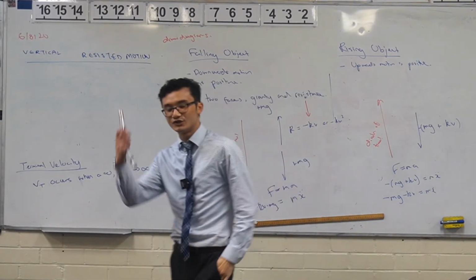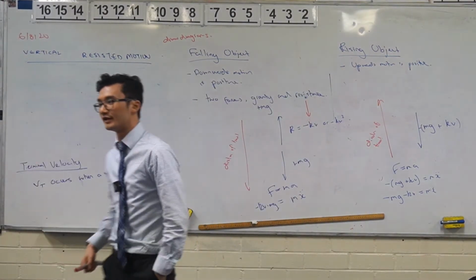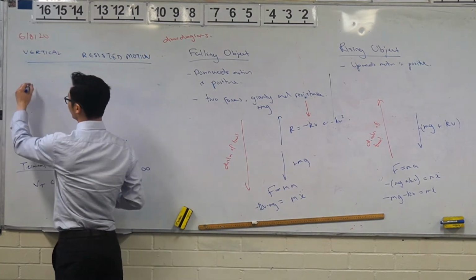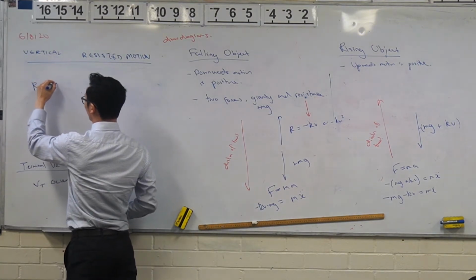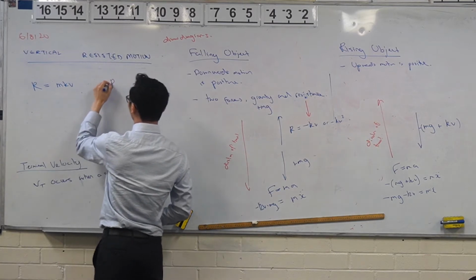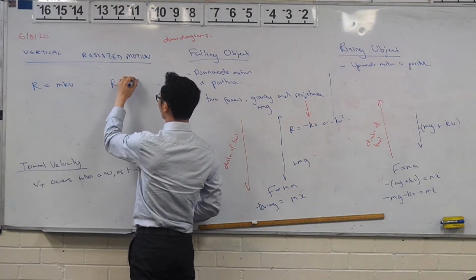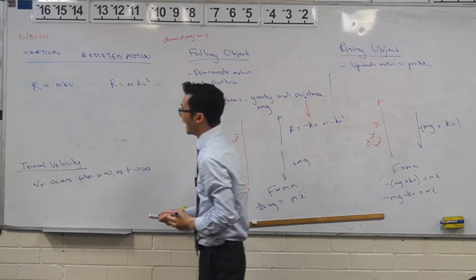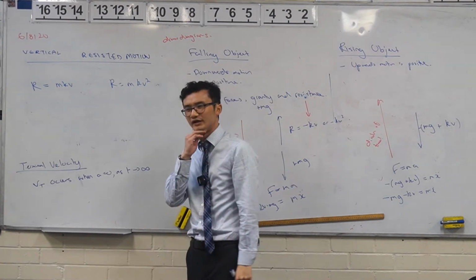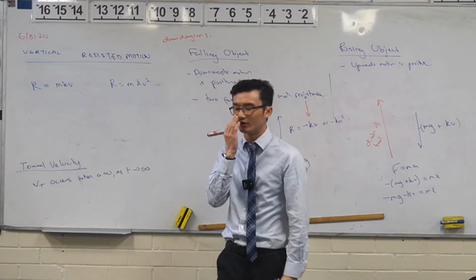So one issue that I found in the textbooks was that they will often present you with an equation like this. They'll often give you something like R is equal to mkv, or R is equal to mkv squared. And when I saw this, I was like, oh, hang on. Why is mass a factor here?